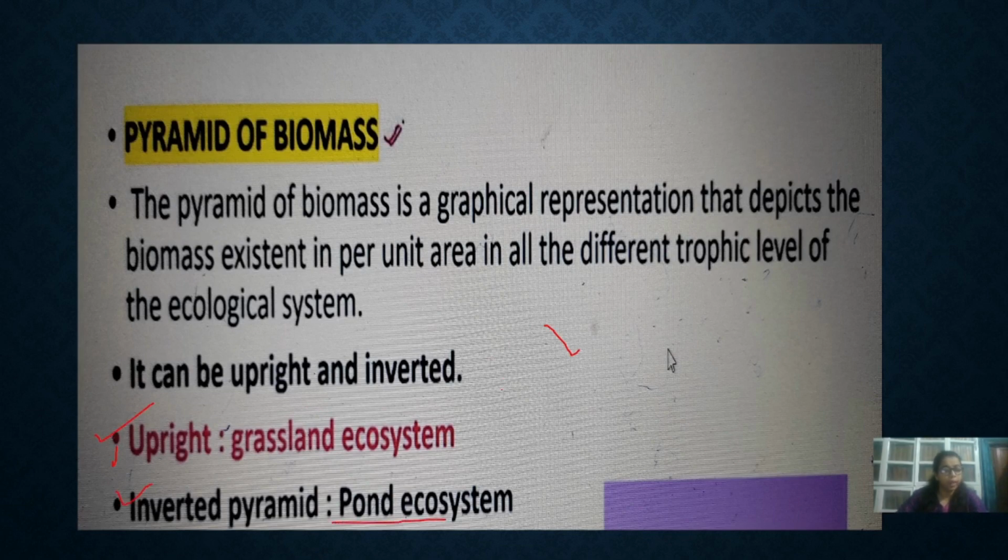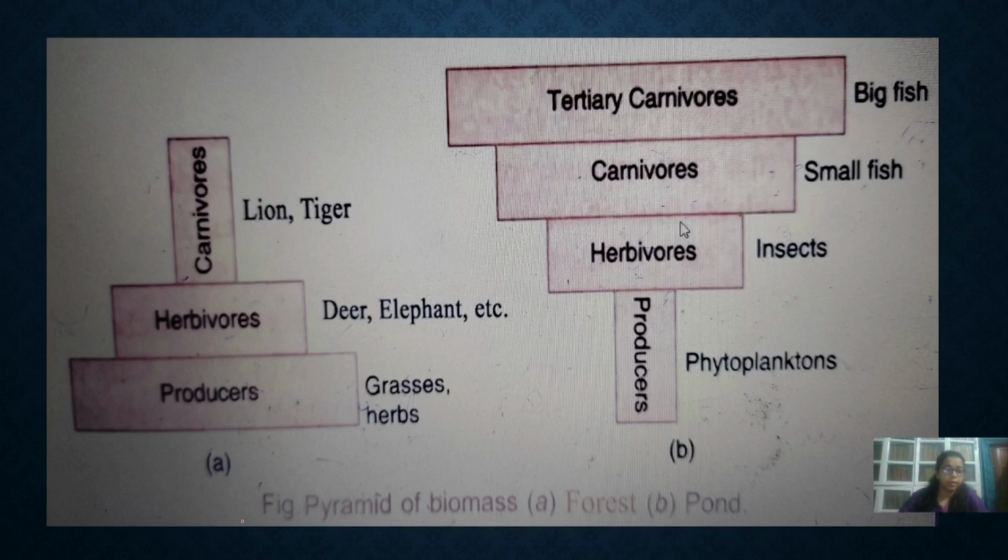Okay, this is only asked in exams. This is very, very important. The pyramid of biomass in the grassland ecosystem is upright, and the pyramid of biomass in the pond ecosystem is inverted type. You can see here in this diagram, that is the pyramid of grassland, or you can say the forest ecosystem, that is upright.